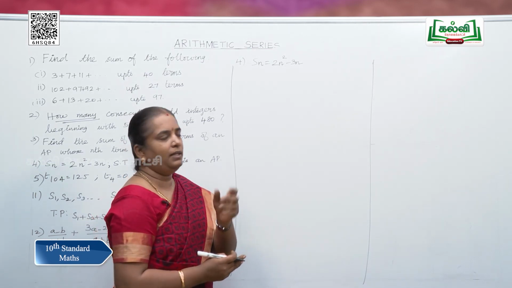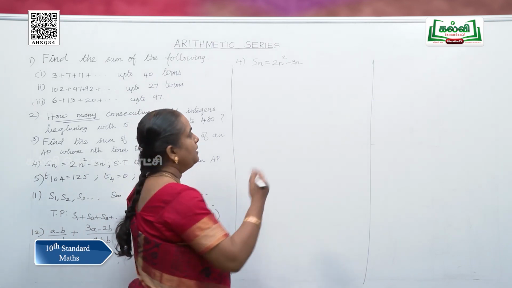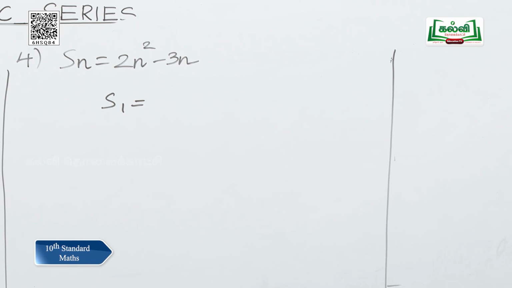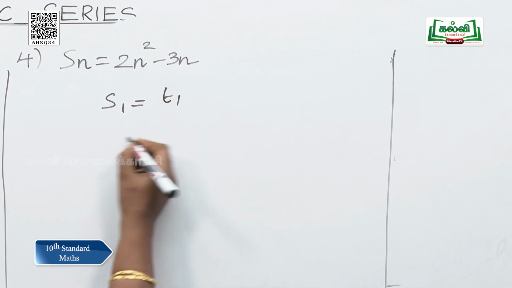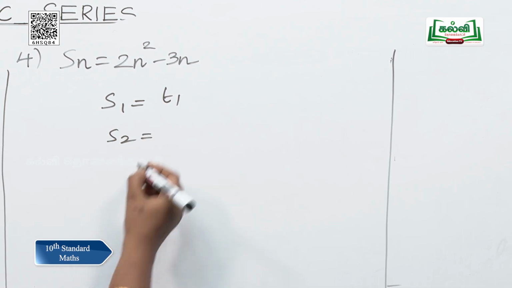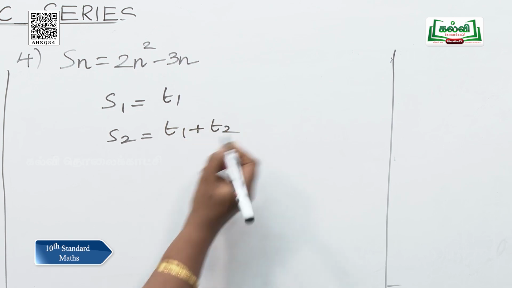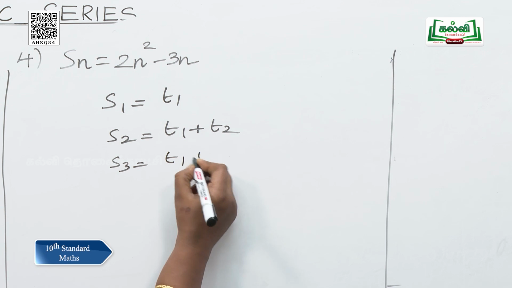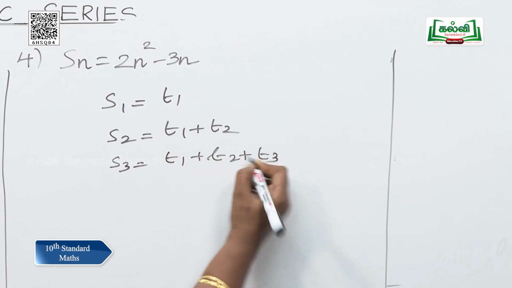Let me give you a hint. So what is a hint? Now see, S1 is nothing but T1, the first term, sum of first one term, that means first term. S2 means, what do you mean by S2? Sum of first two terms. So T1 plus T2. What is S3? So S3 is nothing but T1 plus T2 plus T3.